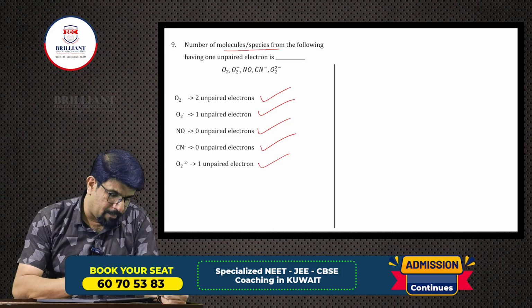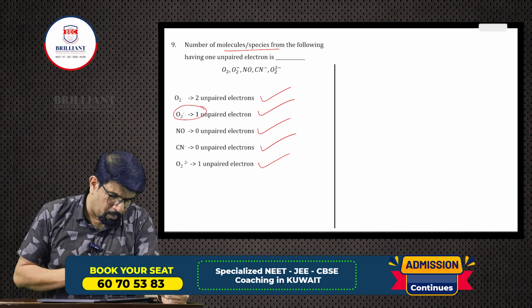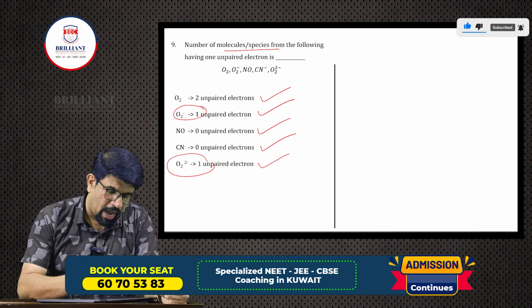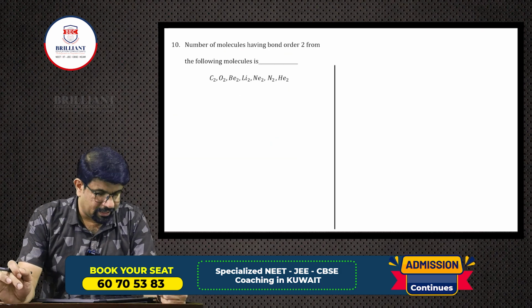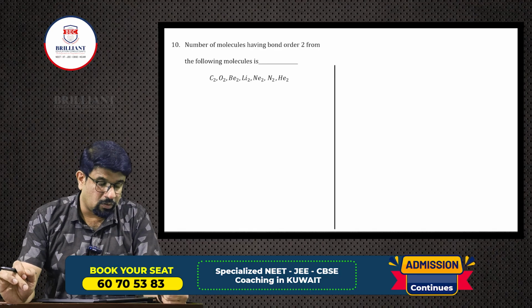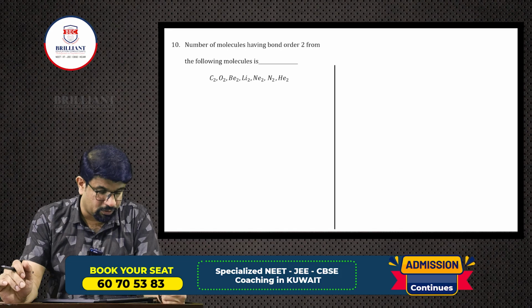Then the question is the number of molecules or species from the following having 1 unpaired electron. Yes, O2 minus and O2 2 minus have 1 unpaired electron. So the answer is 2. Next question. This is also an integer type question. These questions are generally asked in the JEE examination every year. This is a previous year question, you know that.